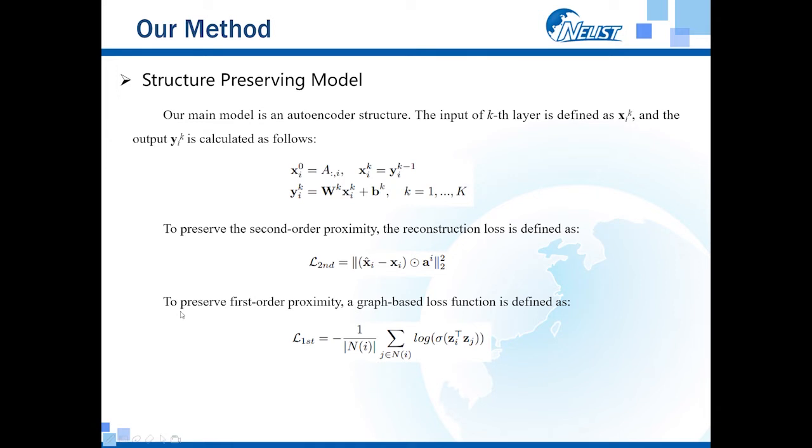The model also needs to learn first order proximity, which means that if a pair of nodes i and j are connected, they should be close to each other. To preserve the first order proximity, a graph-based loss function is defined as follows.